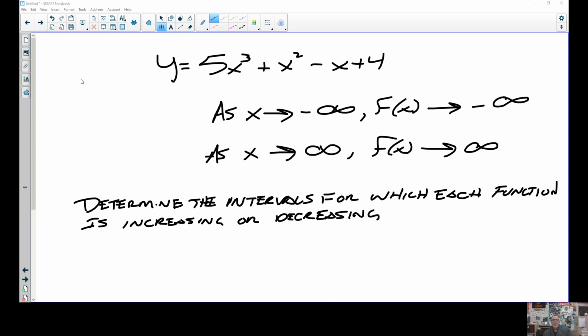Like I said, when we describe the behavior and things of that sort, we often go back to this. As I'm traveling along this graph, what's happening to the y values here? Are they increasing or decreasing? They're increasing, right? And then they hit a point here where briefly they're decreasing and then they're increasing again.